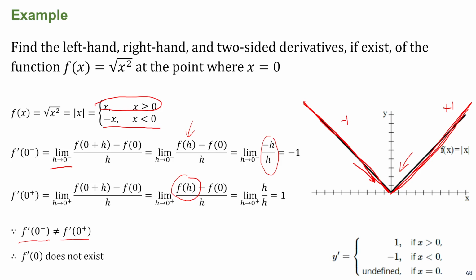Specifically speaking, when x is greater than 0, the slope of the tangent line of this curve is 1, or the derivative equals 1. When x is less than 0, the derivative of this function is negative 1, but when x equals 0, the derivative of this function is not defined, because its left derivative does not equal the right derivative.